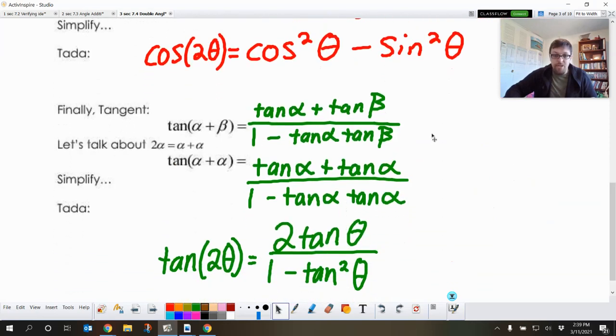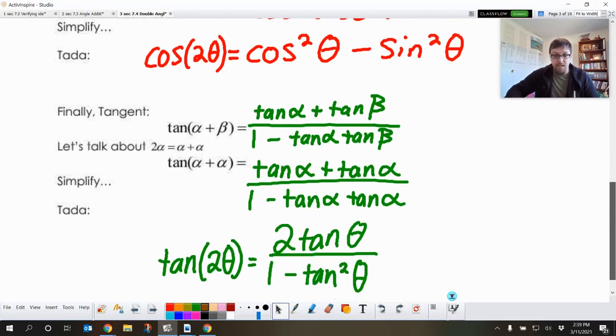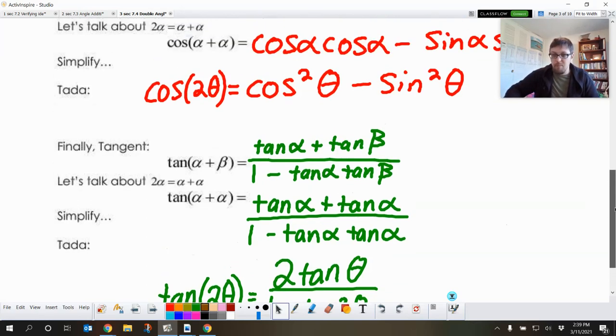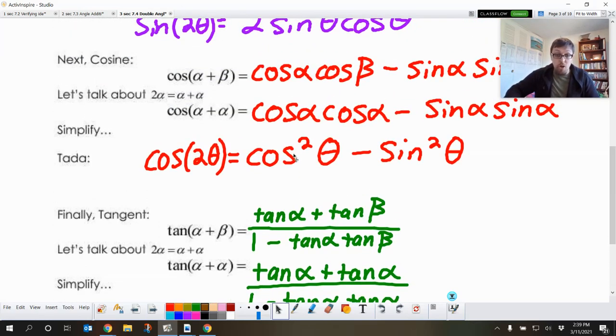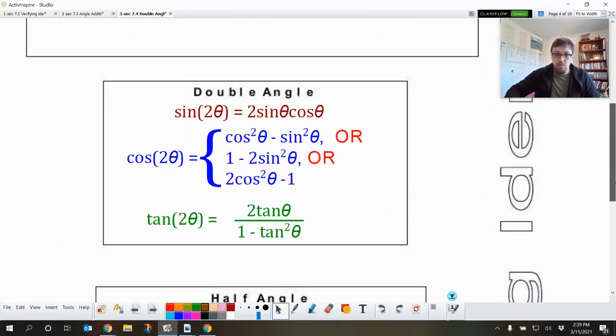And then finally, tangent. Again, it does a mixture of the two. In the numerator, you get a little taste of what sine double angle is, so you get 2. And then in the denominator, you get this 1 minus tangent squared, which you might recognize from our Pythagorean relationships. I believe that for Pythagorean, it's 1 plus tangent squared is secant squared. I can't remember off the top of my head. But cosine loves to play around with that Pythagorean relationship.